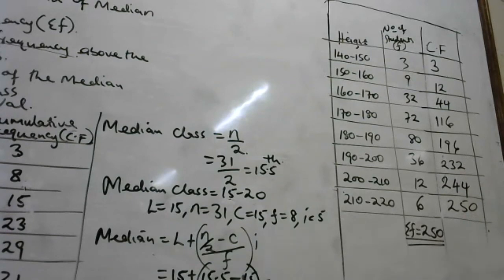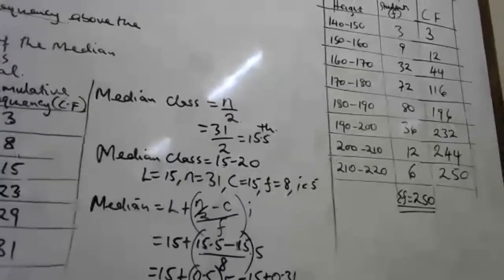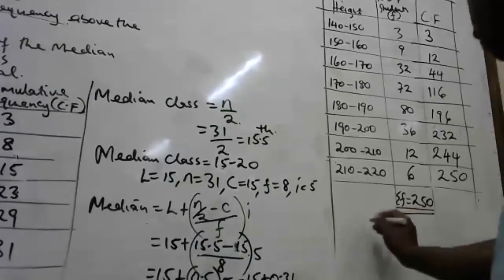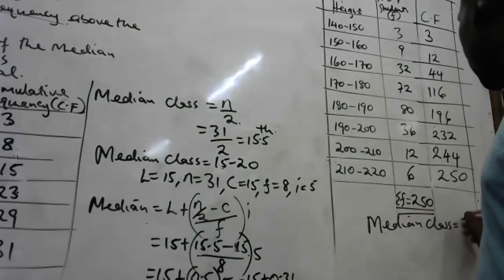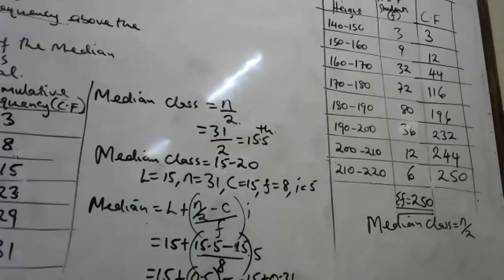Once you have obtained the total frequency, you get the median class. That should be your next step. Locate the median class. The median class will have to be n over 2, where n is the last value in the cumulative frequency column, or you simply add the frequencies. In this case, it's going to be 250 over 2, which will give us 125.